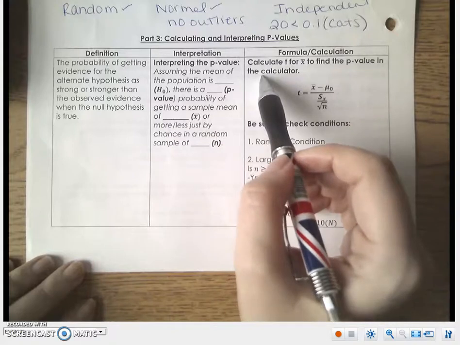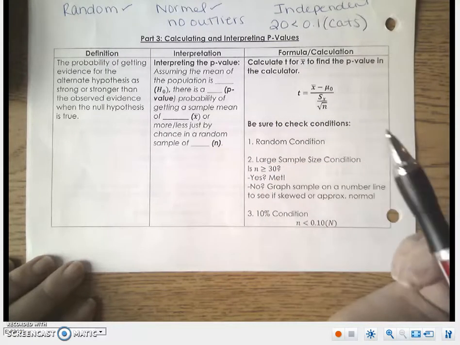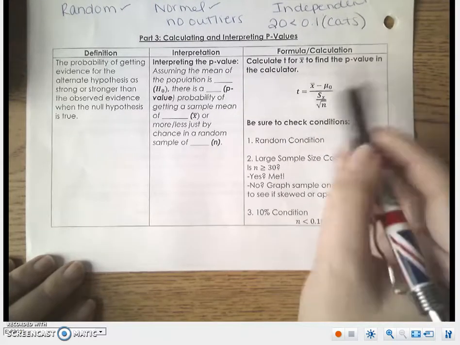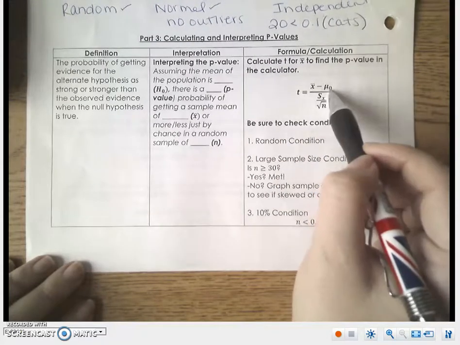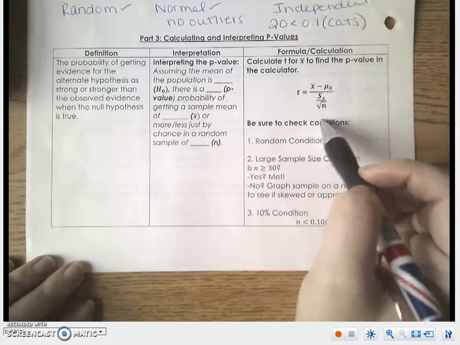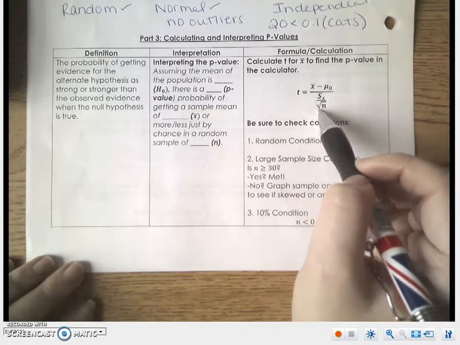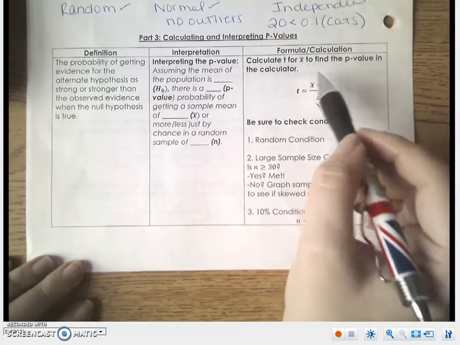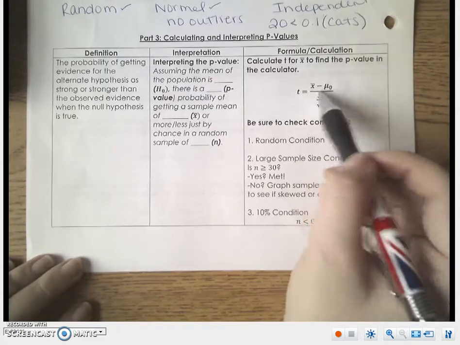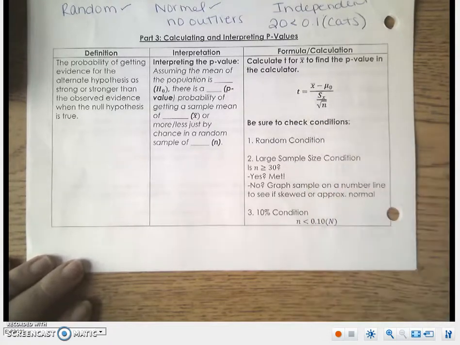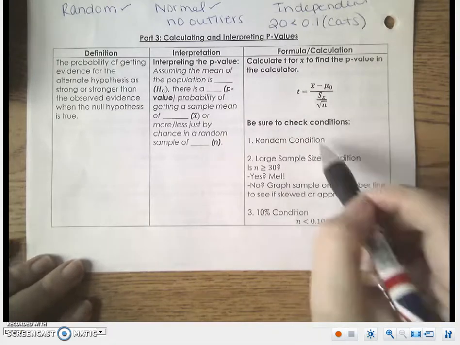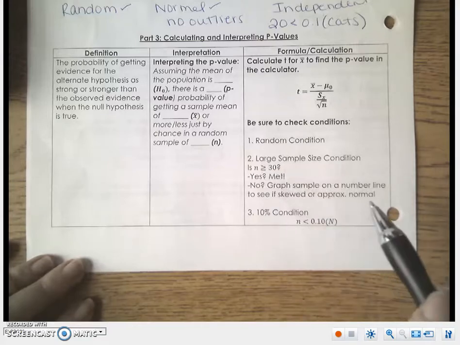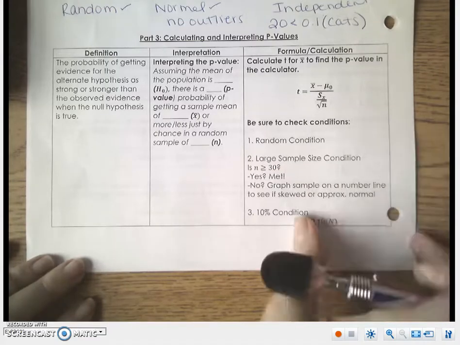Then to calculate the t to use in the t-test, t is equal to x bar minus mu over the standard deviation of the population divided by the square root of the sample size. This is very similar to the z-score of a population, where it's value minus mean over standard deviation. Again, make sure you check those conditions. It's important that you check the conditions, or else you cannot run your t-test.